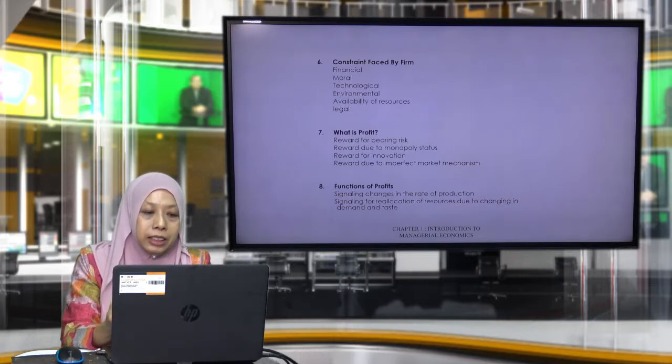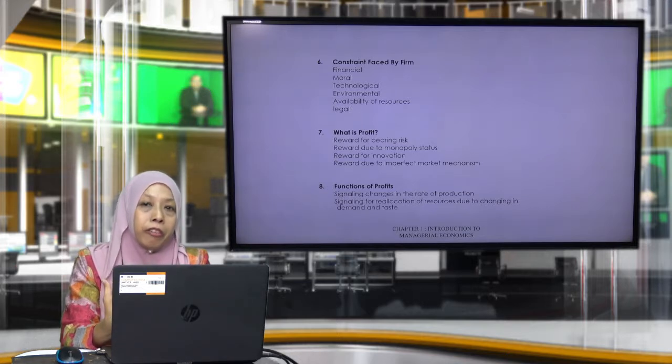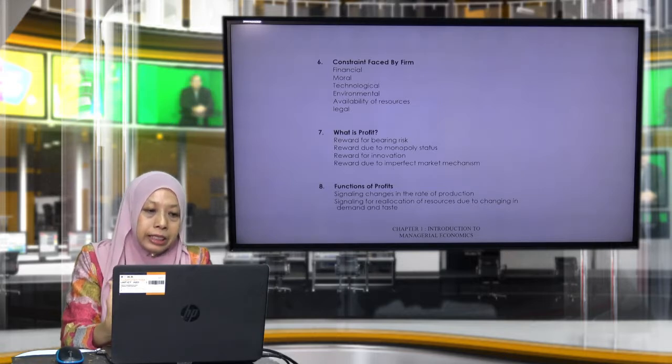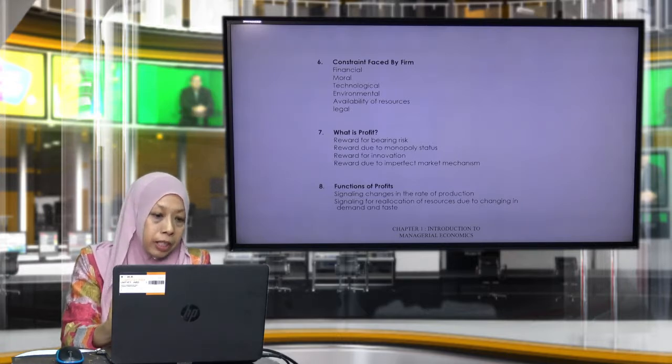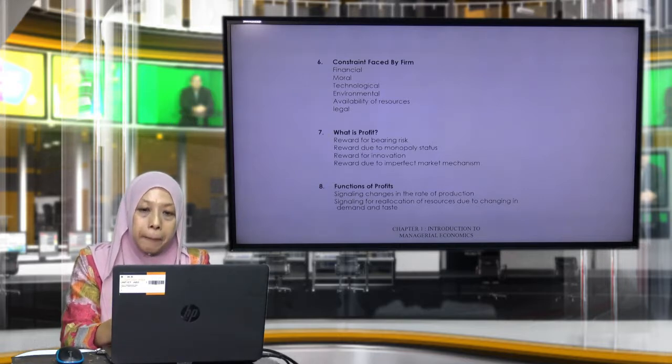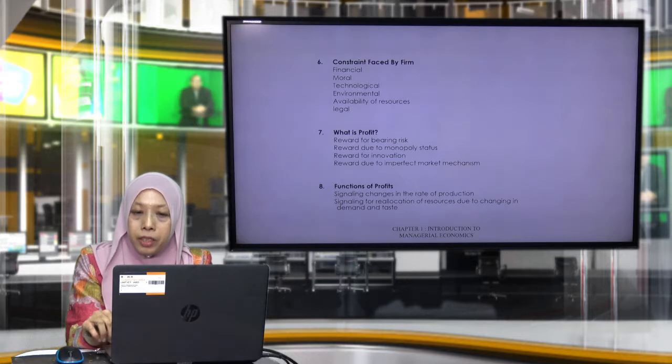So not only does it serve as a reward for bearing risk, or a reward for being innovative, or a reward for having a monopoly status, but it serves very important functions. It signals that the firm needs to change the rate of production, or the firm needs to reallocate their resources.